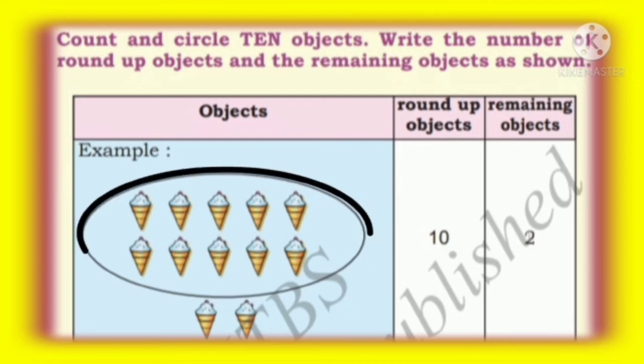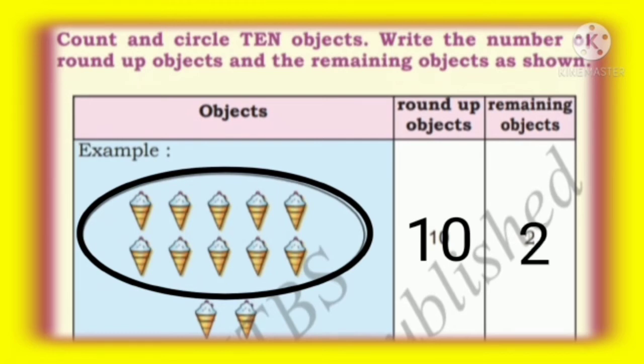Now, we will circle 10 ice creams. We will write 10. Now, count the remaining ice creams. We have 2 ice creams. So, we will write 2.